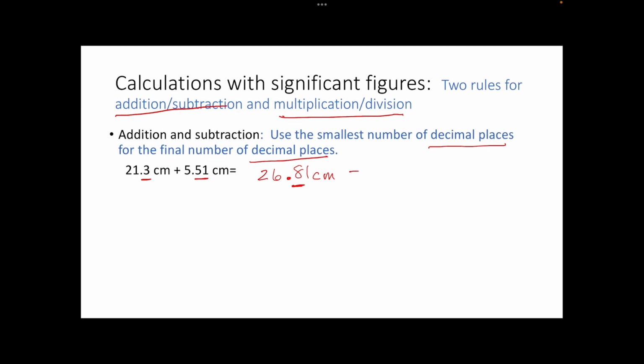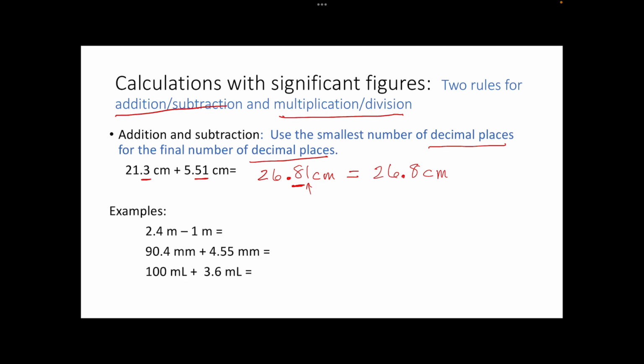So the final answer with significant figures should be 26 point, and we have to round here. Since the digit right here is a 1, we can just round down. If you remember rounding, if it's 5 and above, you bump the number to the left of it up. If it's 4 and below, you just leave it as it is. So we're going to have 26.8 centimeters after rounding.